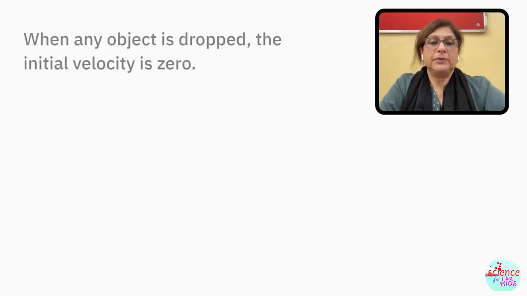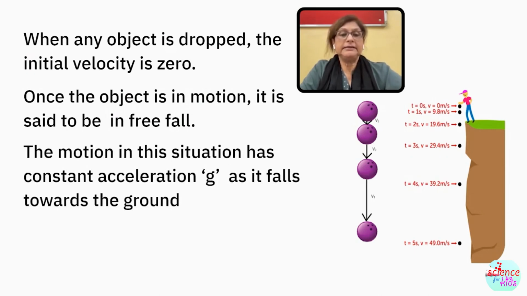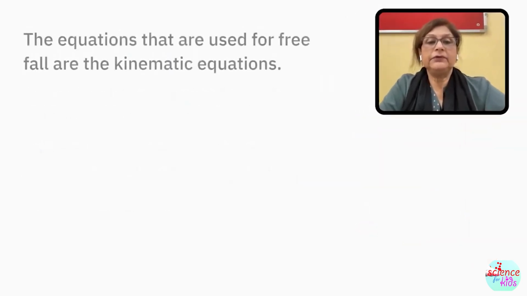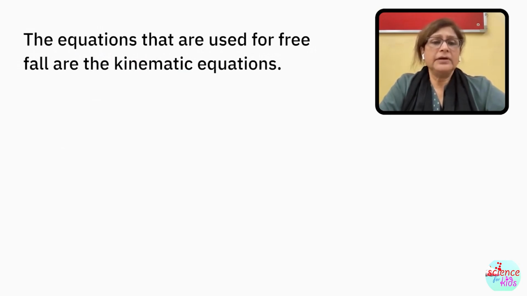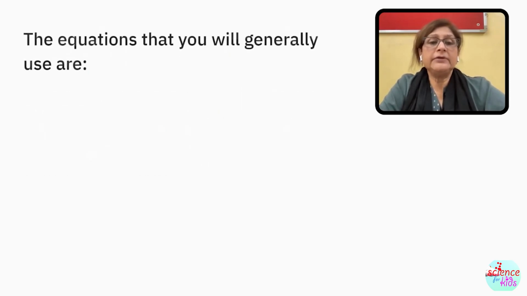When any object is dropped, the initial velocity is 0. Once the object is in motion, it is said to be in free fall. The motion in this situation has a constant acceleration, that is g, as it falls towards the ground. The equations that are used for free fall are known as the kinematic equations. If you are wondering what kinematic equations are, they are equations that describe the motion of an object with constant acceleration.